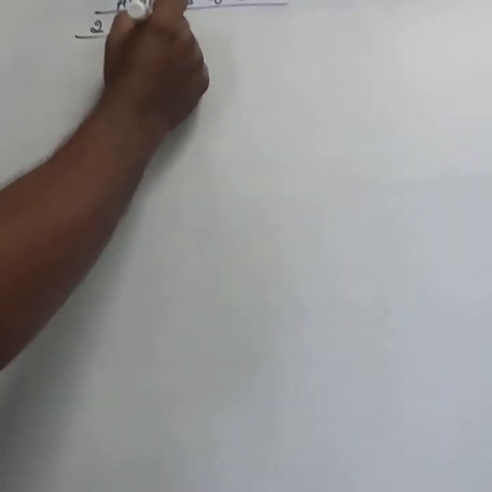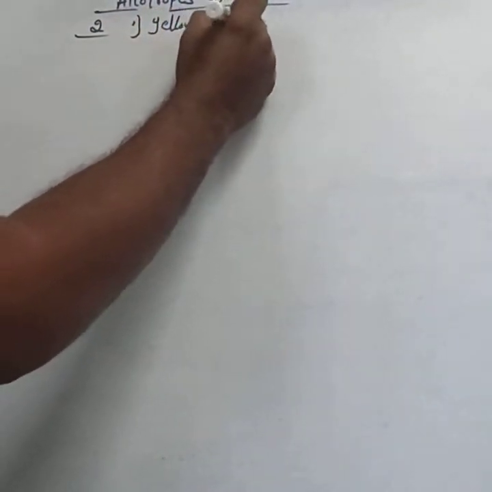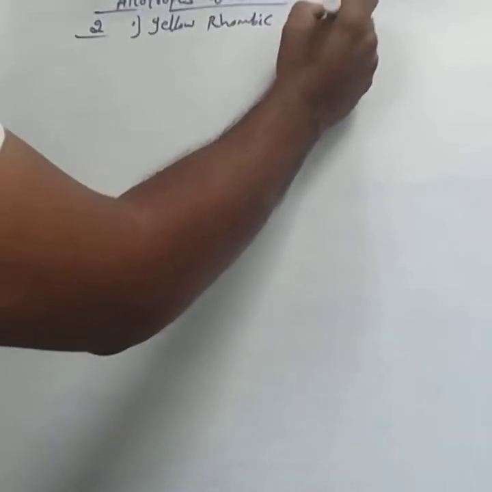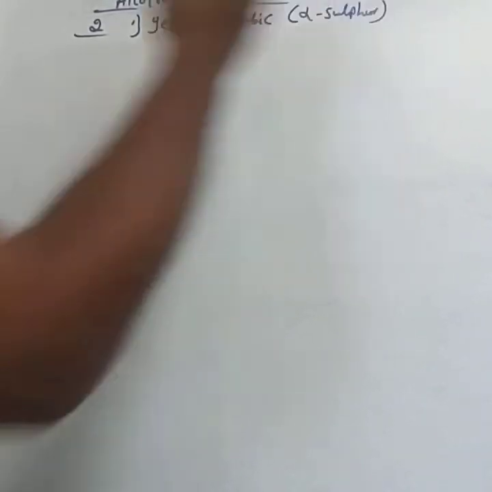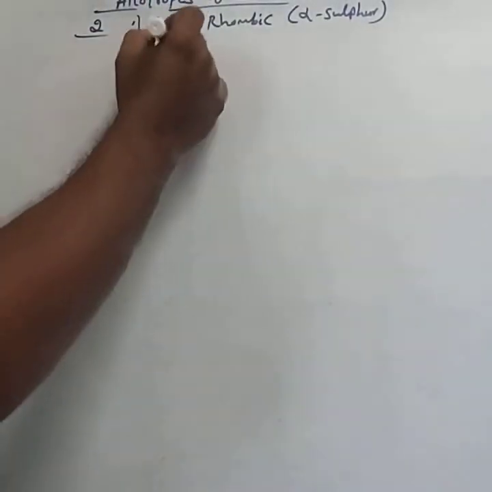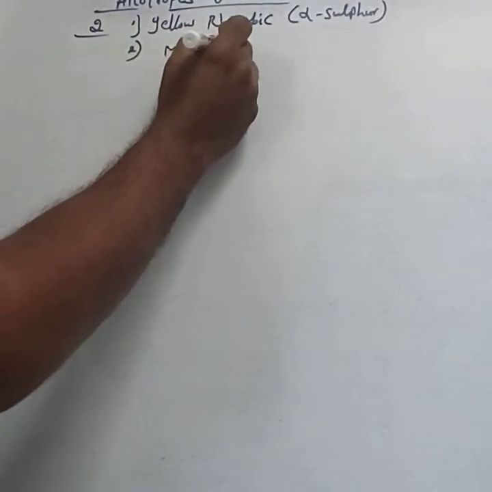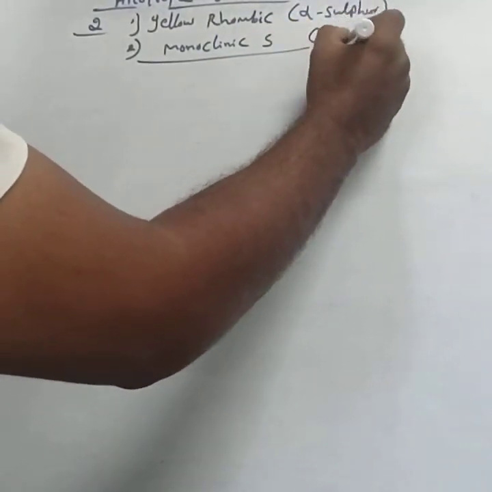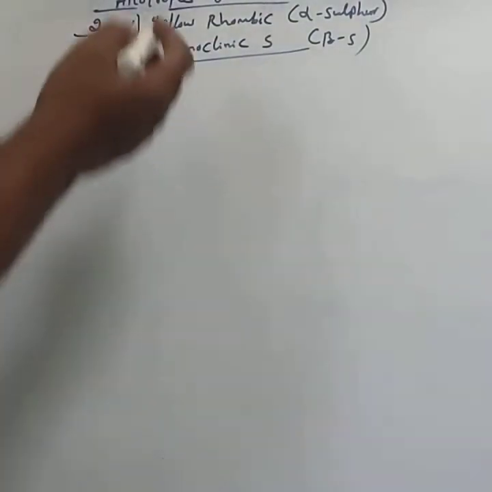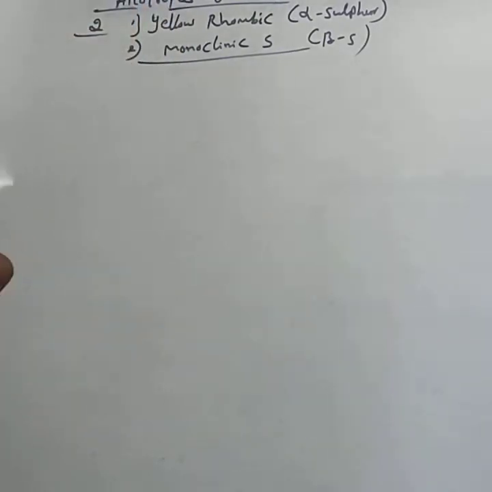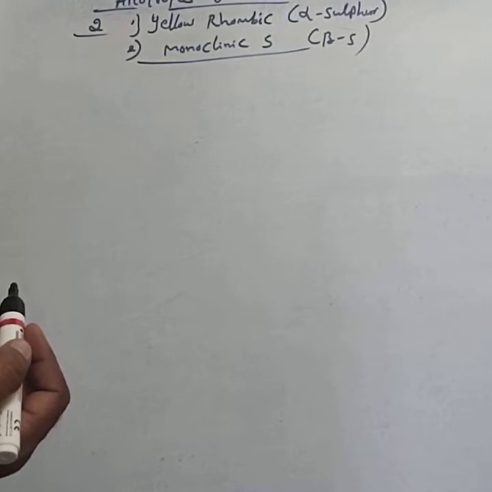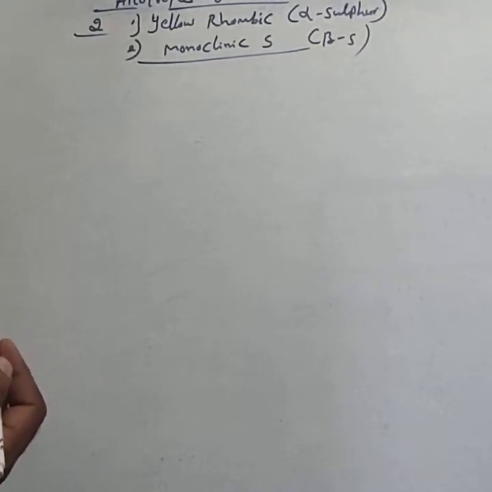Namely, one is the yellow rhombic, also called alpha sulfur. And the second type is the monoclinic sulfur, also called beta sulfur. These are the two important allotropic forms of sulfur: rhombic sulfur, commonly called alpha sulfur, and monoclinic sulfur, commonly called beta sulfur.